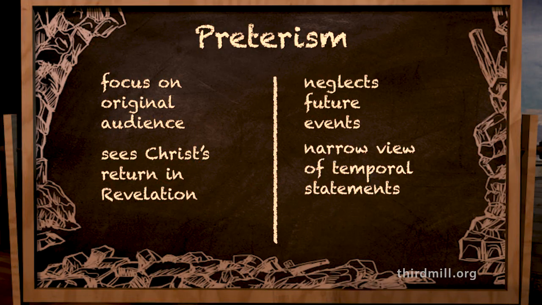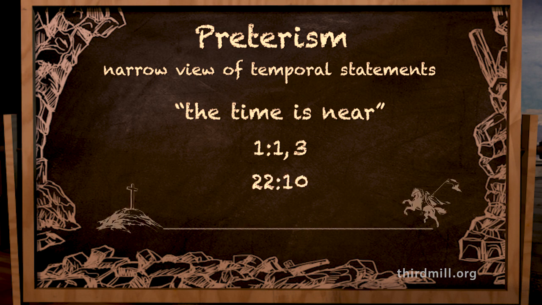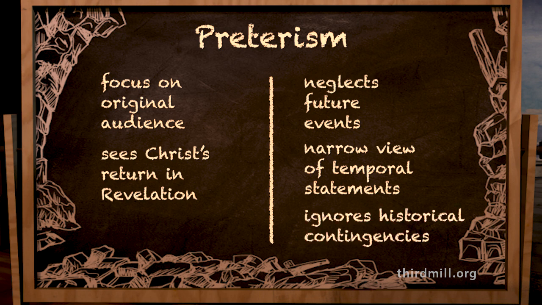Similarly, preterism is too narrow in its interpretation of temporal statements like "the time is near" in Revelation chapter 1 verses 1 and 3, and again at the end of Revelation in chapter 22 verse 10. Preterism insists that statements like these don't refer to the whole period of time between the first and second comings of Christ, even though that time lies just before the final judgment. Moreover, preterism doesn't normally acknowledge that this timeline might be modified by historical contingencies. As a result, it tends to ignore distant future fulfillments and to look for fulfillments only in the context of the original audience.